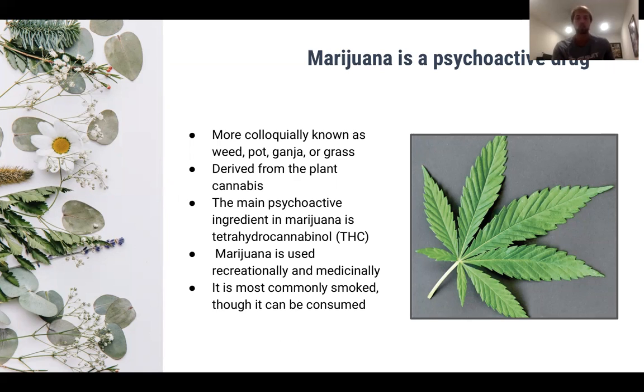THC is found in resin produced by the plant. The resin can be found in the buds or leaves of the plant. Marijuana is used both recreationally and medicinally and is most commonly smoked, although the active ingredient can also be mixed into a number of different foods, which are referred to as edibles.